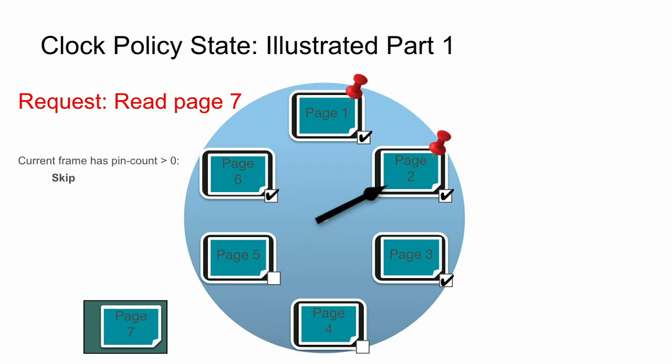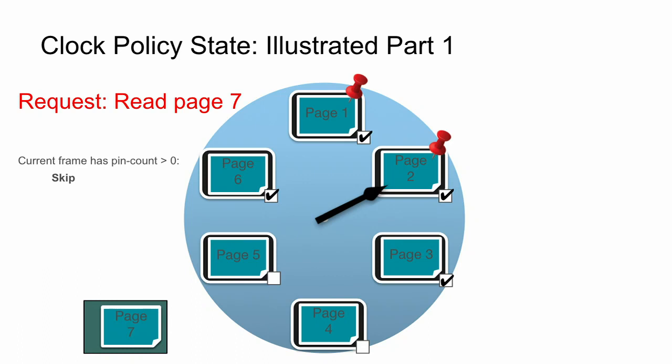Now, let's walk through an example to figure out how the clock policy actually works. Let's say a request comes in, say, read page 7. First let's check: is page 7 in here? No. So page 7 isn't in there, so we need to load it in. How do we decide what to kick out to load it in?